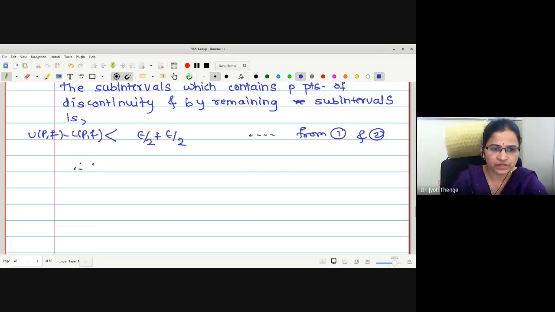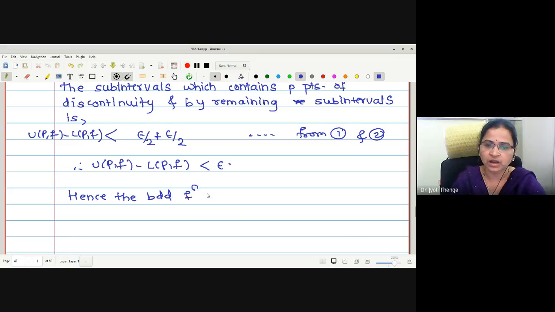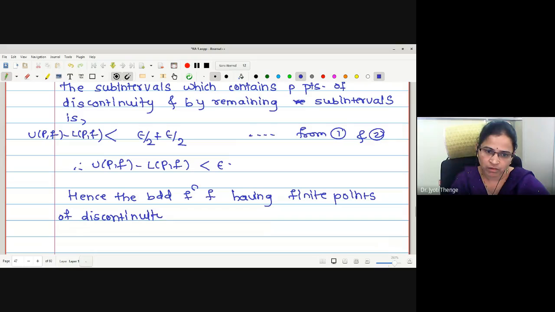Therefore, finally we have proved UPF minus LPF is less than epsilon. Hence the bounded function F having finite points of discontinuity is integrable. Hence the proof of this theorem.